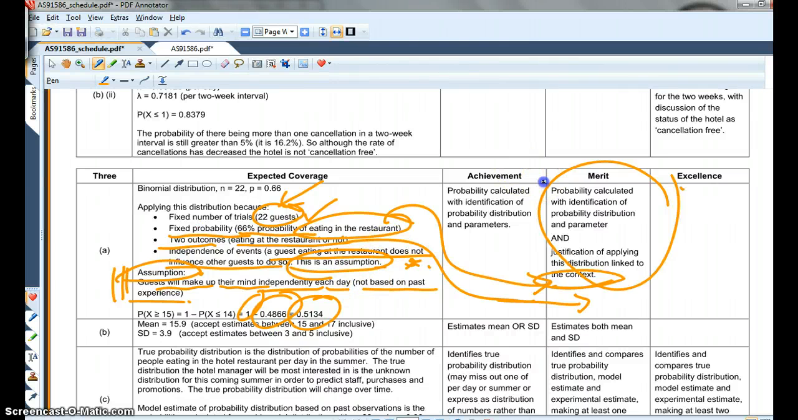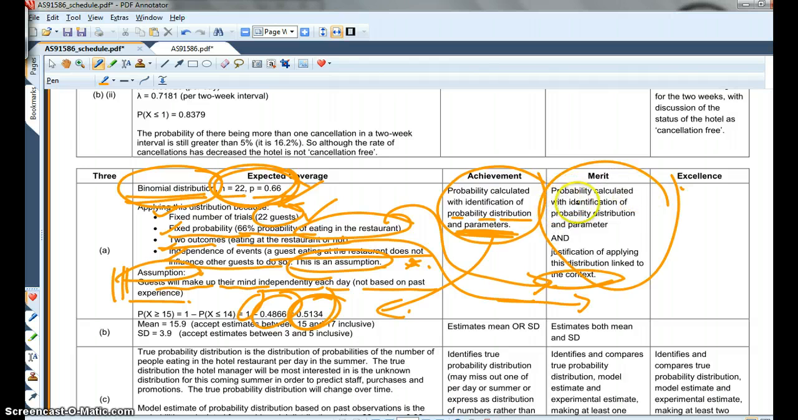So probability calculated with identification of probability distribution and parameters. If you want to pass this thing, you have to state these, the parameters are these. So basically probability calculation, you get this correct, you've said binomial and you've said this. Show your working, you must show binomial, n equals this, p equals that.